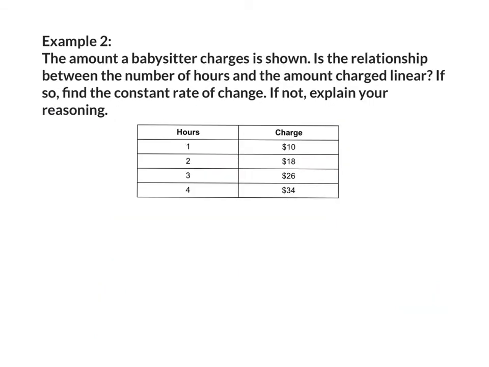Example number 2. The amount a babysitter charges is shown. Is the relationship between the number of hours and the amount charged linear? If so, find the constant rate of change. If not, explain your reasoning. So first, we're going to start by labeling our columns. The first column is all of our x values. The second column is all of our y values. So I know that the rate of change is the change in y over the change in x.